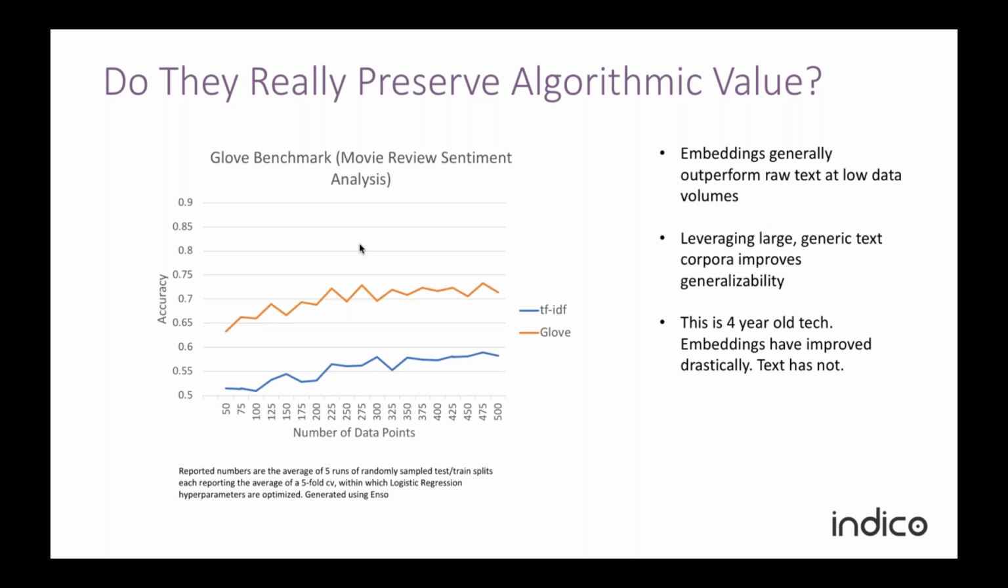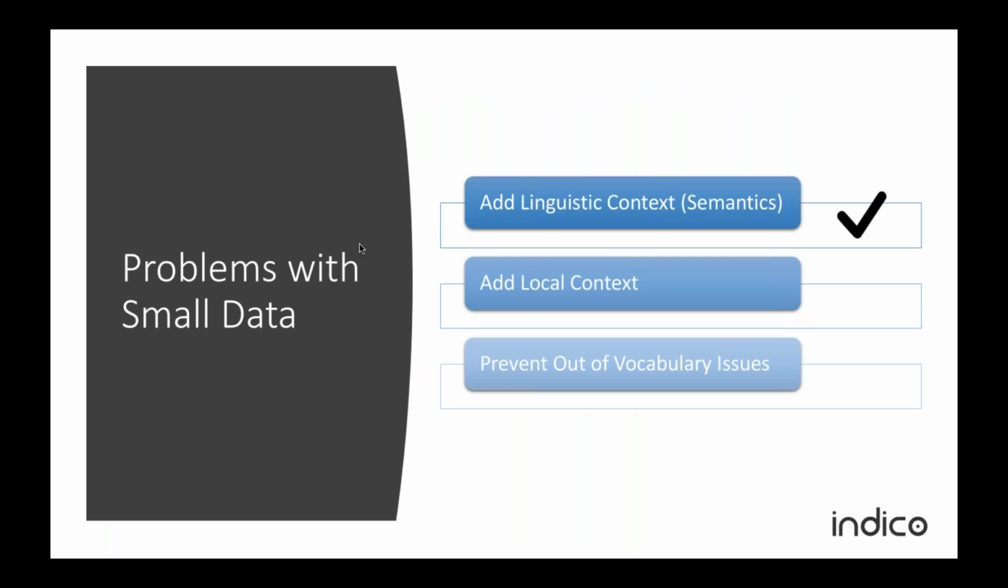And GloVe, importantly, is a 4-year-old technology. Word2vec, which more people might be familiar with, is even older, at 6 years old, and things have improved really drastically since then. Text really hasn't. TF-IDF vectors are still the default, potentially in combination with domain-specific lexicons, and haven't changed significantly in the past 15, 20 years, outside of a couple of exceptions. So this is really how you add linguistic context. When you map things into this dense space, because there is this geometric meaning to closeness and similarity, that's a really good way of adding linguistic context in an implicit way.